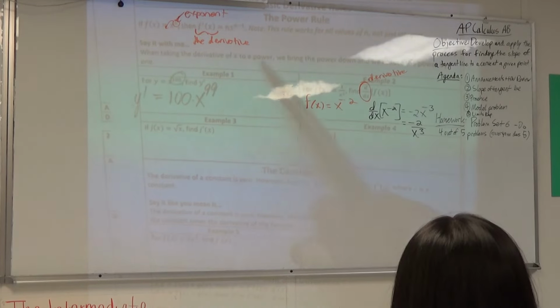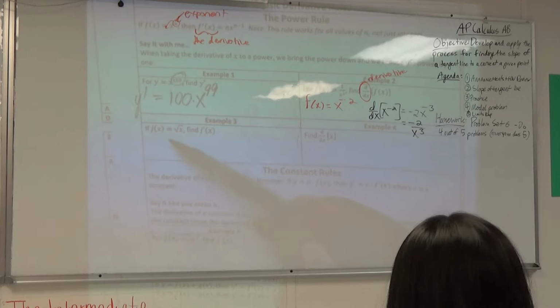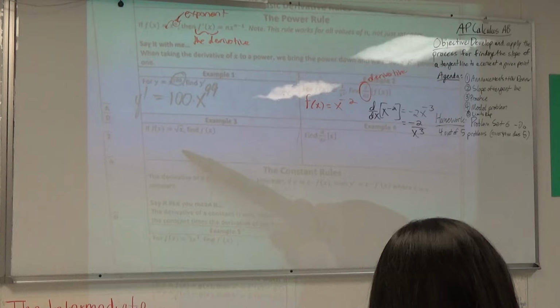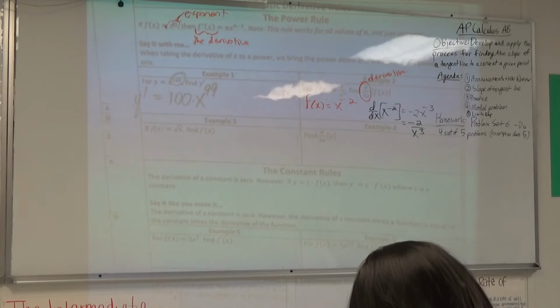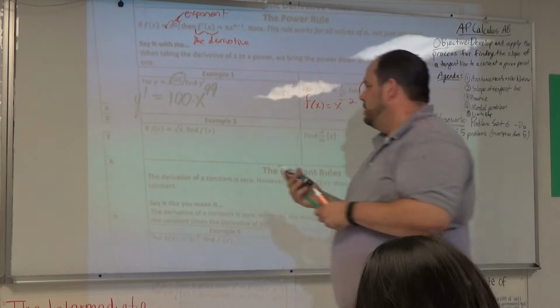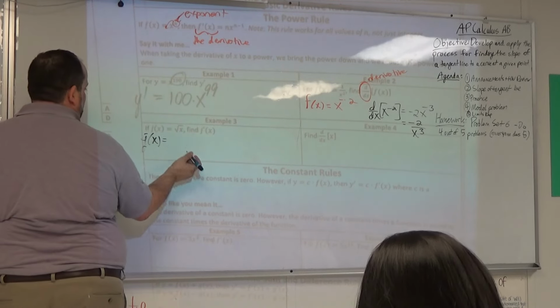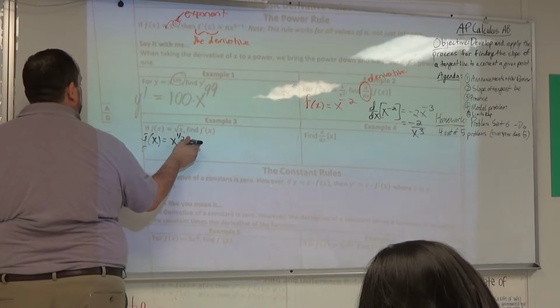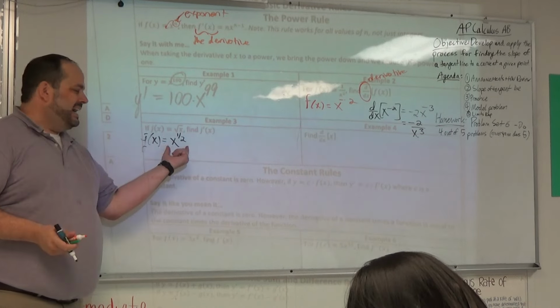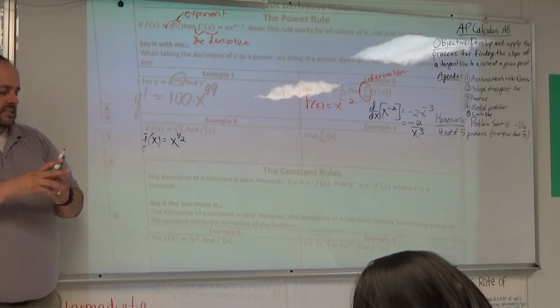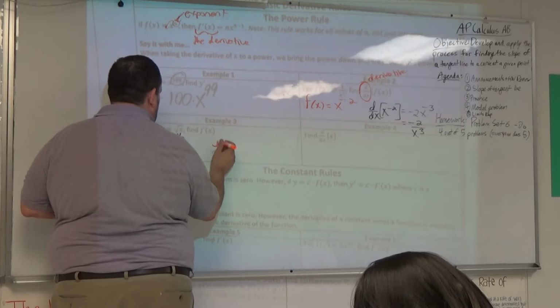Have a conversation with somebody near you. Example 3, is this x to a power? If so, rewrite it and find the derivative. Aaron, I want to see that you're rewriting it first. Don't just write x to the half floating out there in space somewhere. f of x equals x to the half. Aaron, what's the derivative going to be?